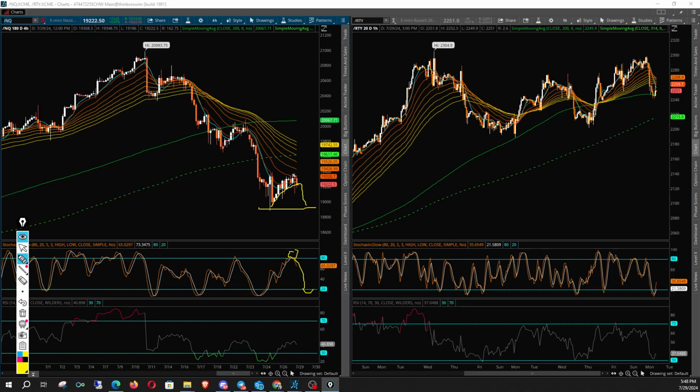So I'm sitting short. If I'm wrong and we get above here, then I'll probably play S&P long on the bounce. But staying short NASDAQ. And then I bought S&P a little bit at the end of the day just against it. But overall, net short.